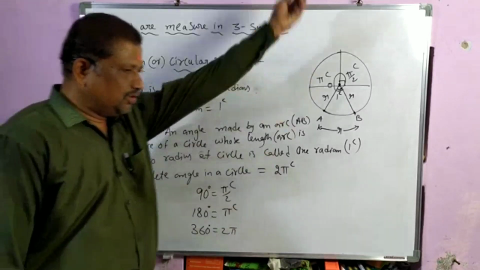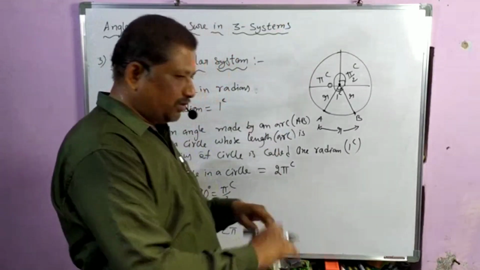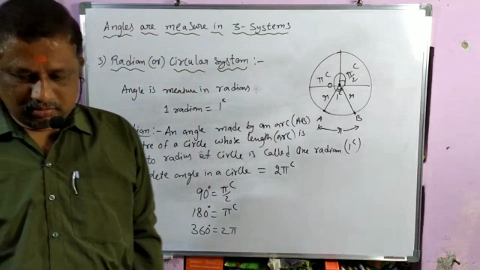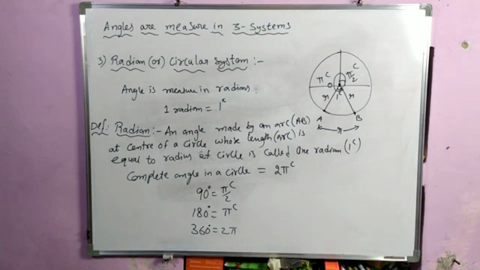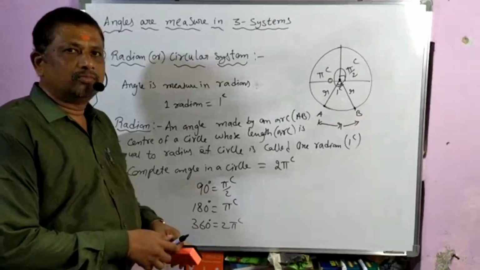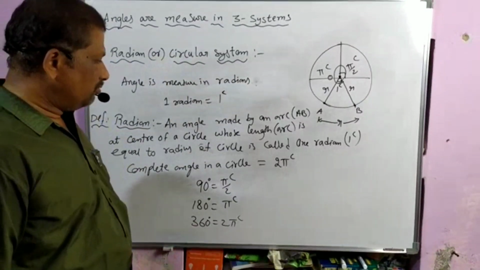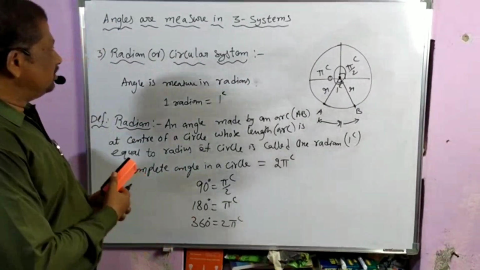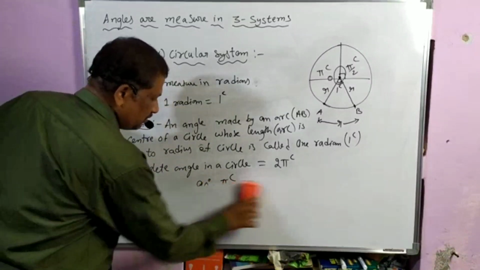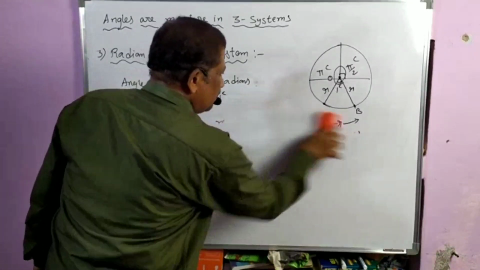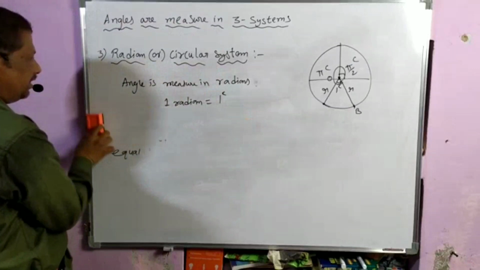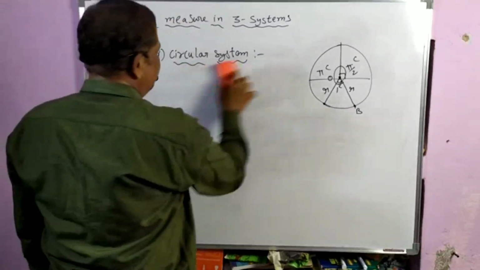Next we will see some examples of conversion of this. Now we will see the relation between these three systems. So we will see the complete angle in the three systems.